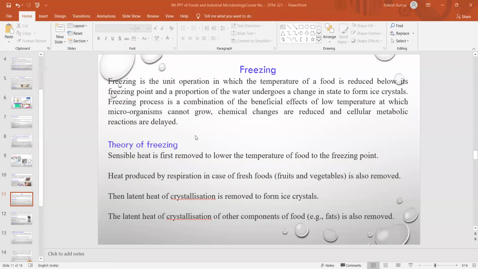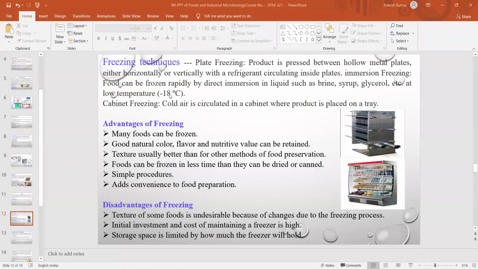Now the theory of freezing. Sensible heat is first removed to lower the temperature of food to the freezing point. The next one is heat produced by respiration, in the case of fresh fruit and vegetables, which is also removed. Then the latent heat of crystallization is removed to form ice crystals. The latent heat of crystallization of other components of food is also removed. So these things are happening in the freezing process, and just by doing that, you can restrict the above-mentioned conditions and improve the shelf life of your product.